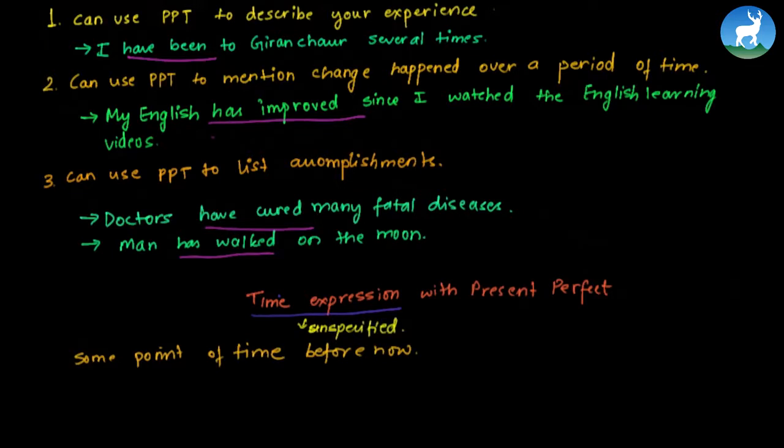My pencil has been lost 3 times this week. My pencil has been lost 3 times so far. So you don't know when. You just know that your pencil has been lost 3 times till now. So you don't know the exact point of time. But here we are making use of "so far," which is a time expression.